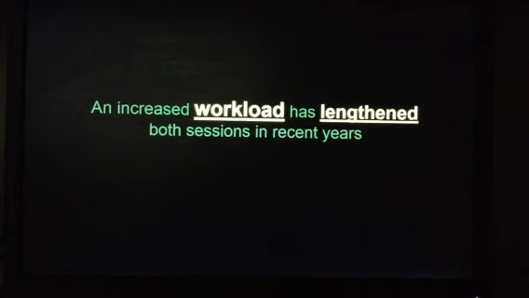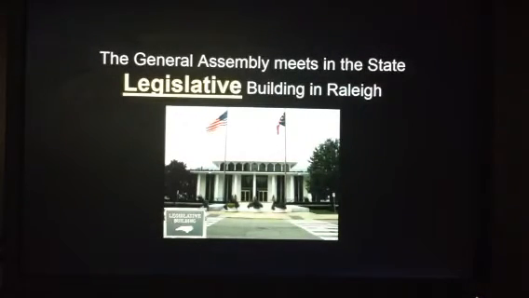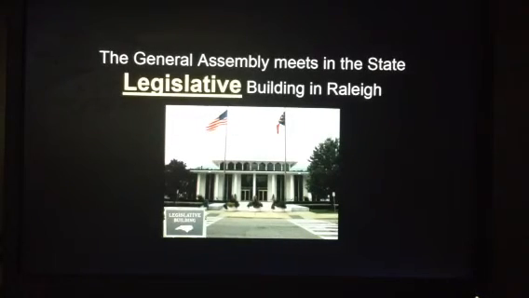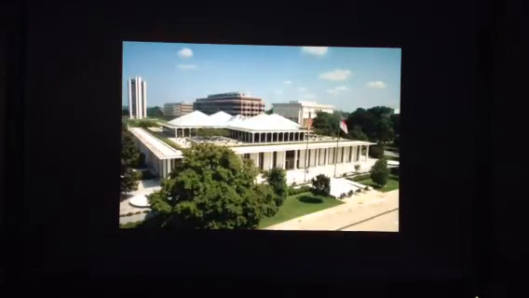An increased workload has lengthened both sessions in recent years. The General Assembly meets in the Legislative Building in downtown Raleigh. Raleigh's the state capital. So they meet in the Legislative Building in downtown Raleigh. You may have driven by this building before or seen this building.